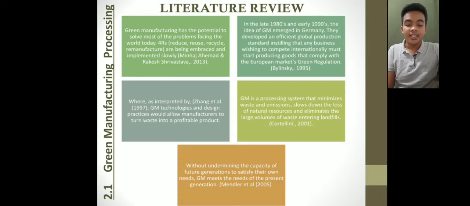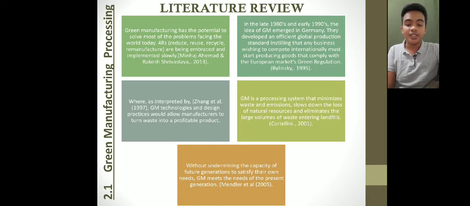In the late 1980s and early 1990s, the idea of green manufacturing emerged in Germany. They developed an efficient global production standard, instilling that any business wishing to compete internationally must start producing goods that comply with the European Market Grades Regulation by Balinsky 1995, whereas interpreted by Zhang 1997, GM technology and design practices will allow manufacturers to turn waste into profitable products.